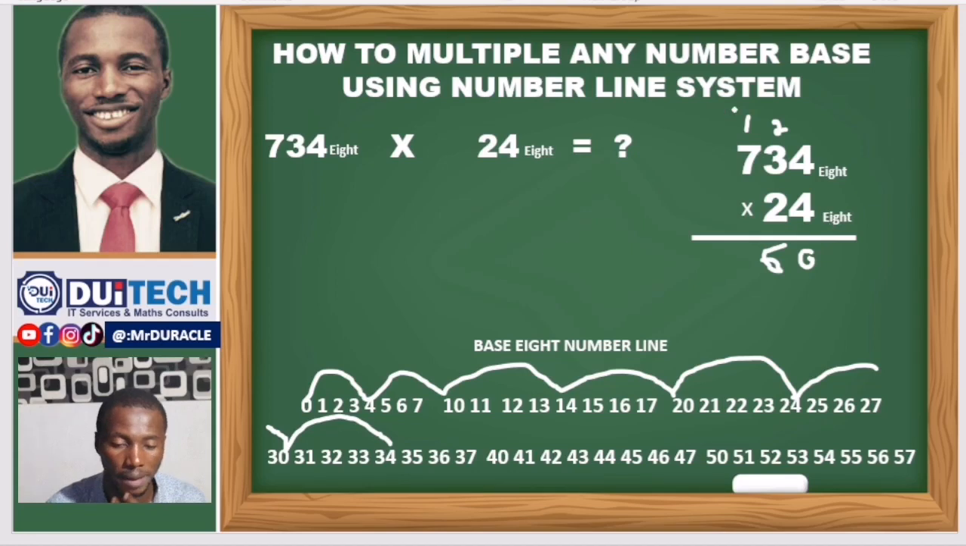Remember, I kept 1 here. That is plus 1. That is 35. So you write your 35 there, right? So 35 there. So the next thing we want to do now is 2 times 4.